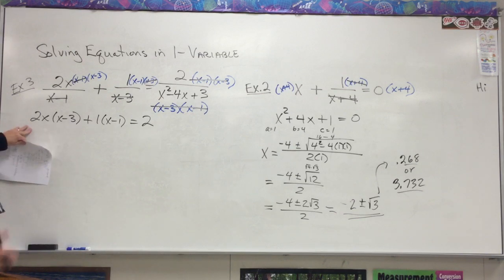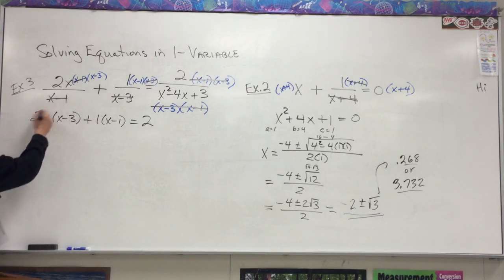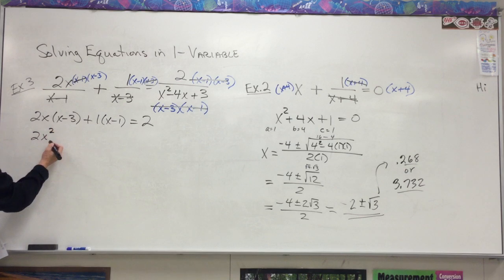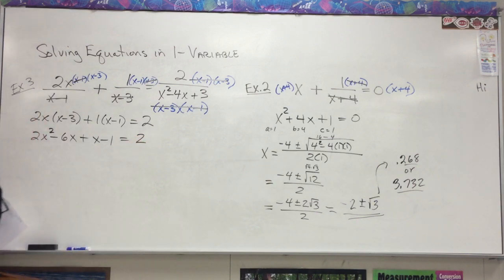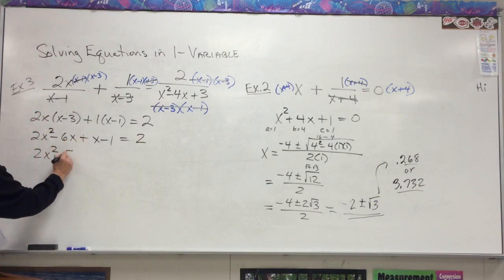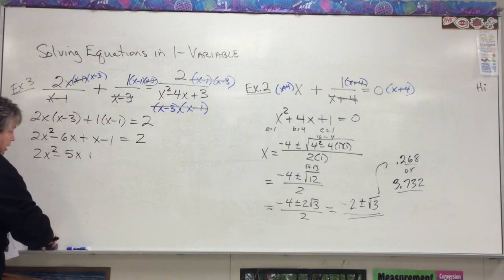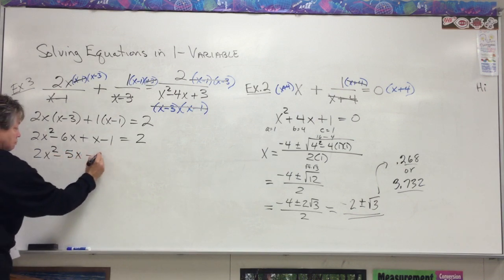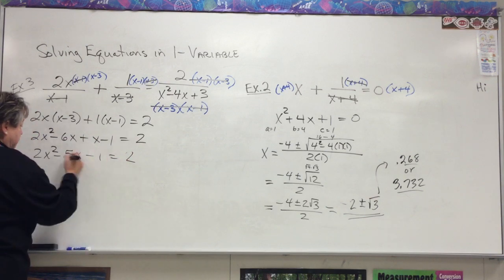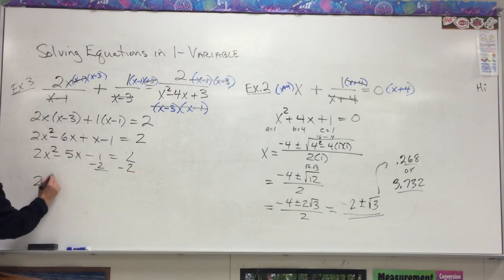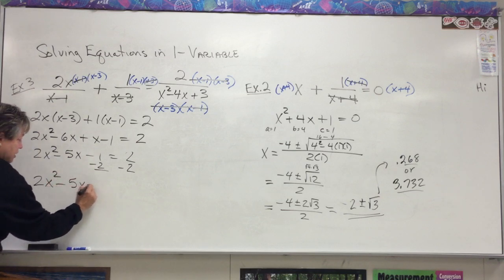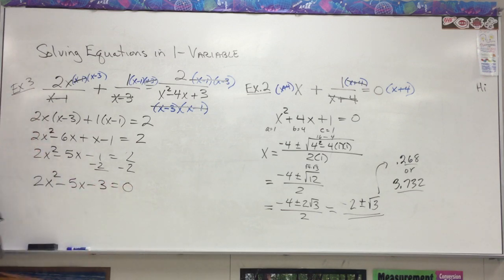Okay, so now this looks like a more manageable equation to solve, so we'll distribute first: 2x squared minus 6x plus x minus 1 equals 2. Combine like terms, so 2x squared minus 5x minus 1 equals 2. And finally, we'll get this set equal to 0. So 2x squared minus 5x minus 3 is equal to 0.